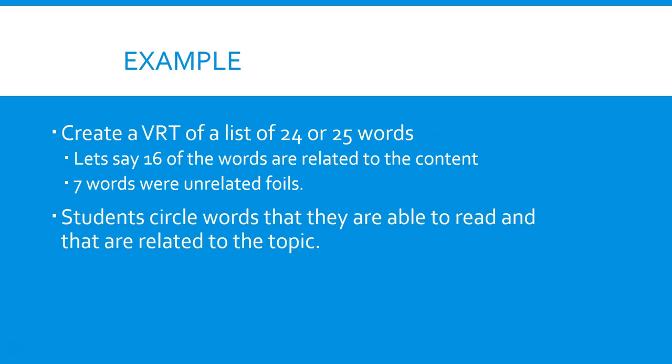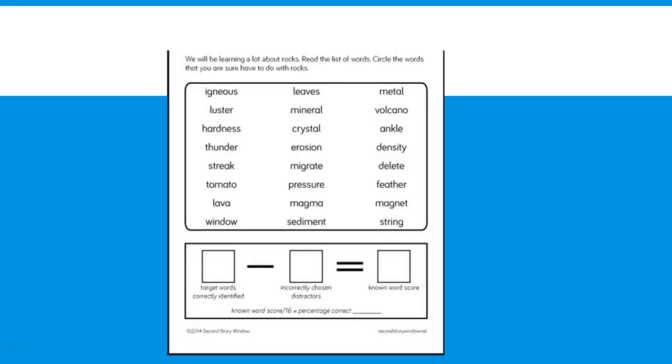So for example, you can create a recognition test of a list of say 24 or 25 words that are related to a specific content area, and you might choose 16 that are directly related to the content, and then 7 words that are what are called foils. They are words that have absolutely nothing to do with the content, and you would see if students were able to tell the difference between both. So they would circle the words that they're able to read and that are related to that specific topic.